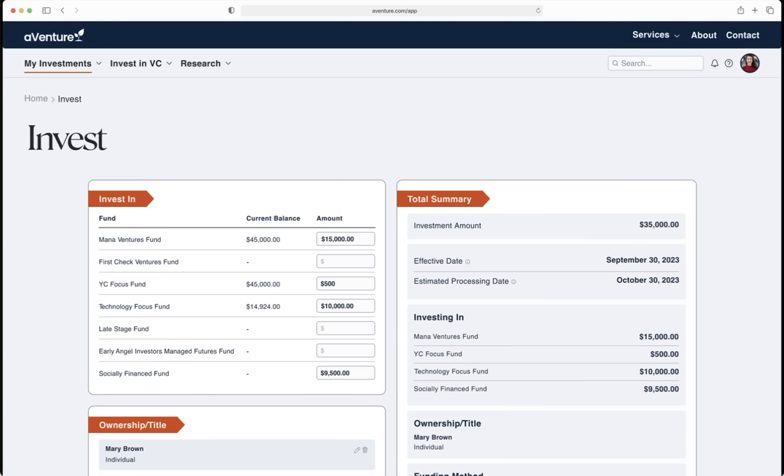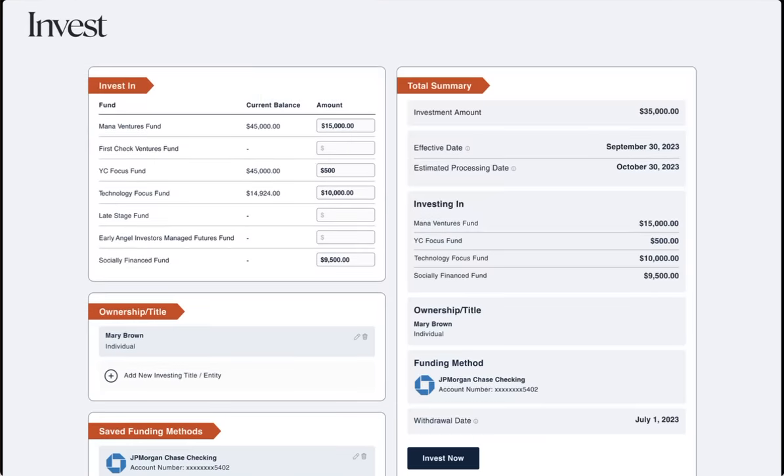You can make investments automatically and on an ongoing basis and make changes or withdrawal requests all from your online account.